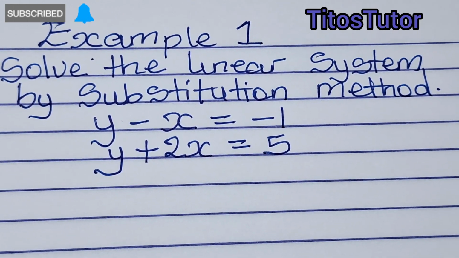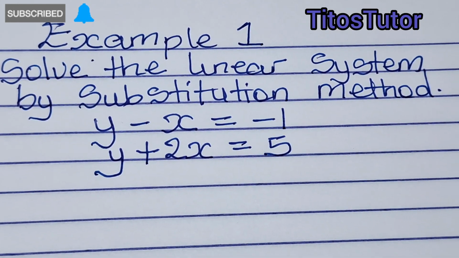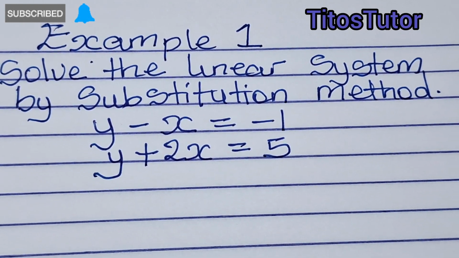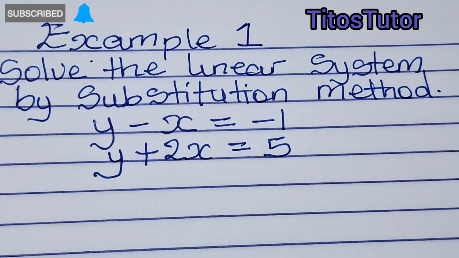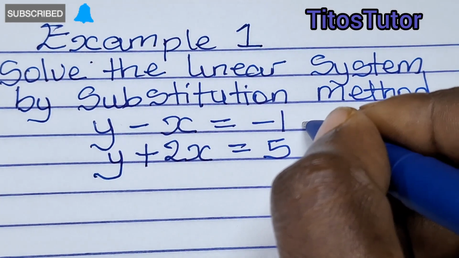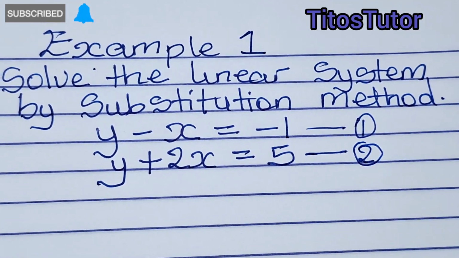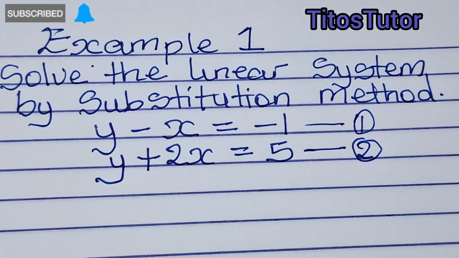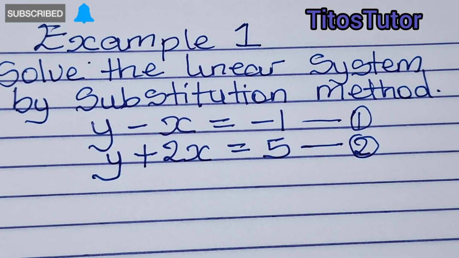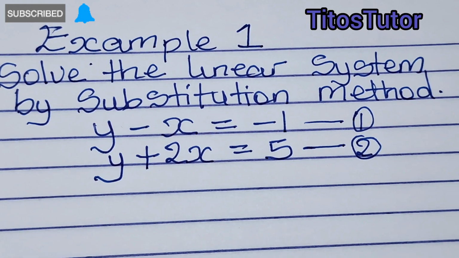Okay, so this is our first example, and it says solve the linear system by substitution method. My first equation is y minus x is equal to -1. The second one is y plus 2x is equal to 5. So I can actually say this is my first equation and this is my second equation. So remember, our first step is to make any of the variables, either x or y, the subject of the formula in any of the equations, either equation 1 or equation 2.